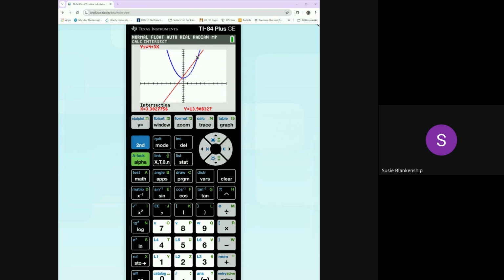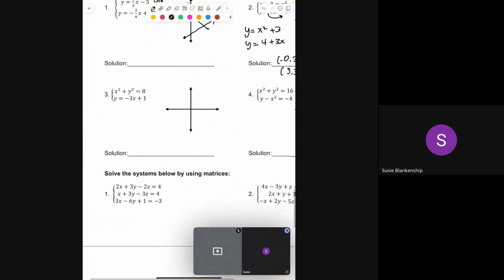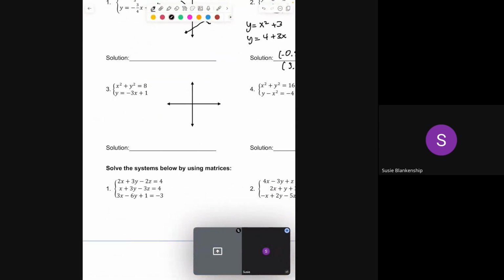Okay, so let's go on to the next one. All right, I'm going to change screens. Sorry about how long it's taking to go in between. Okay, so I'm going to look at both of these functions before I go to graphing.